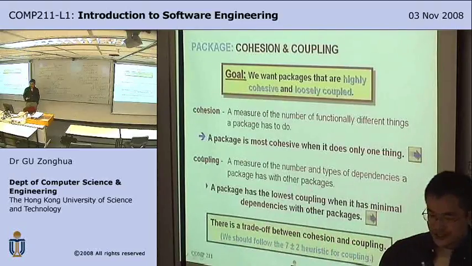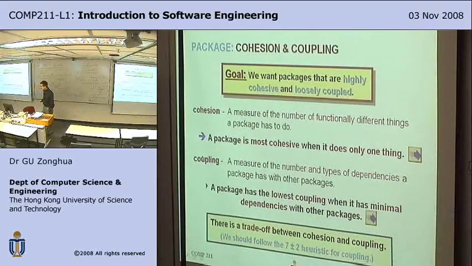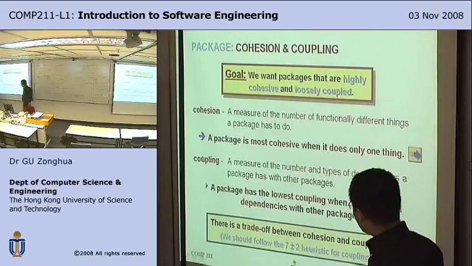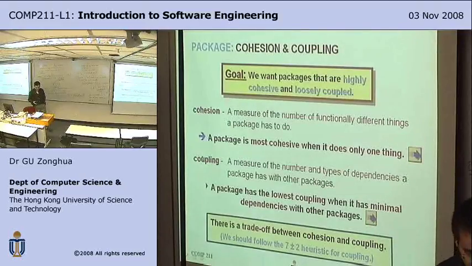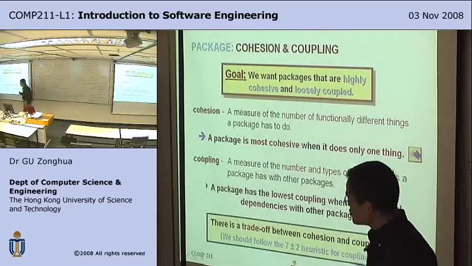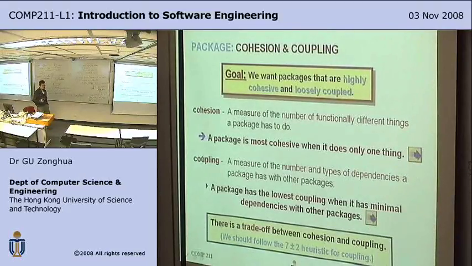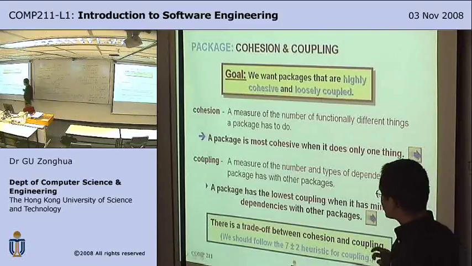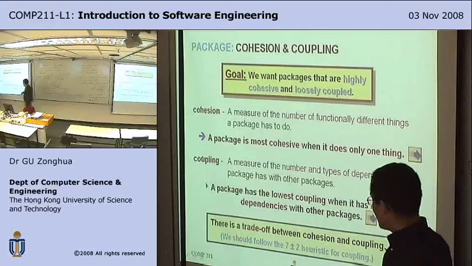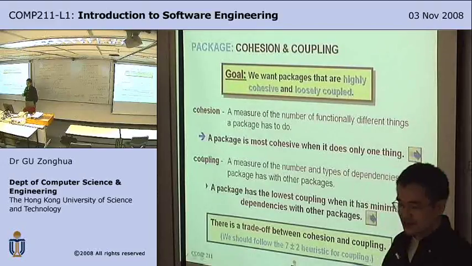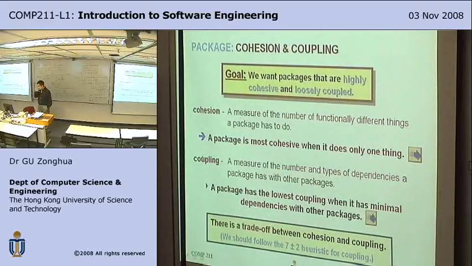So there's a trade-off between cohesion and coupling. Say if you have a very fine-grained grouping of classes into packages, then you're likely to have very high cohesion because each package does only one or a few things. But you're likely to have high coupling because it's very fine-grained. So imagine a graph. You're cutting the graph into small pieces. Then you're likely to have many edges that cross the package boundaries.